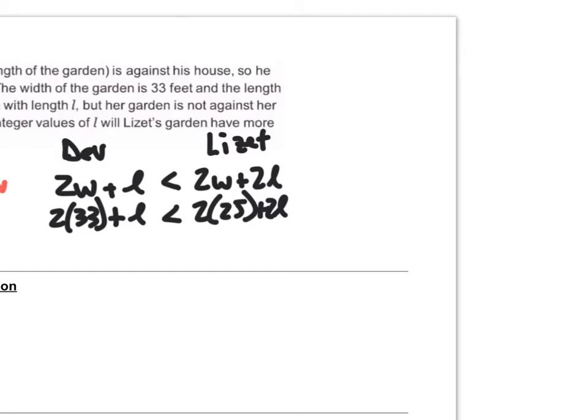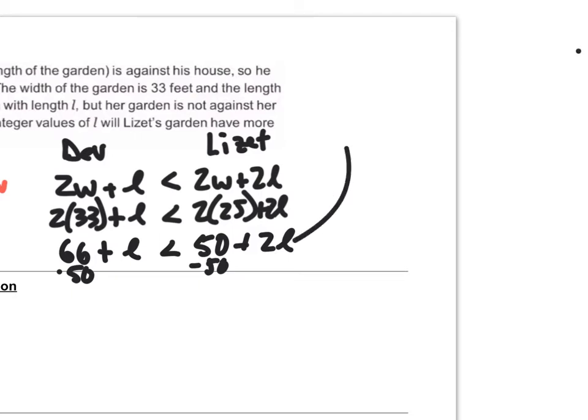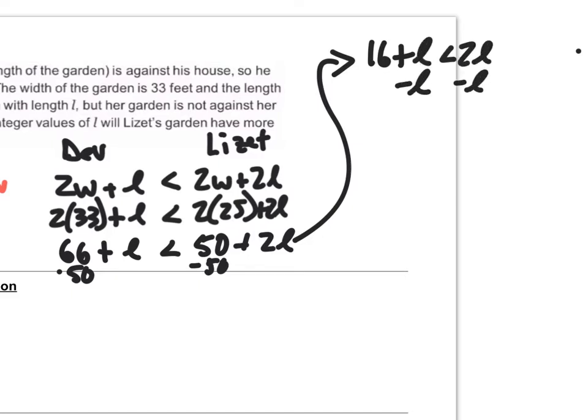And so what we end up getting on the next step is 2 times 33 is 66 plus L is less than 50 plus 2L. Okay, and I'm going to subtract 50 from both sides. So we get that 16 plus L is less than 2L. And if I subtract an L from both sides, then I get that 16 is less than L. So the length has to be larger than 16 in order for Lizette's garden to have more perimeter. Okay? So that's the idea.